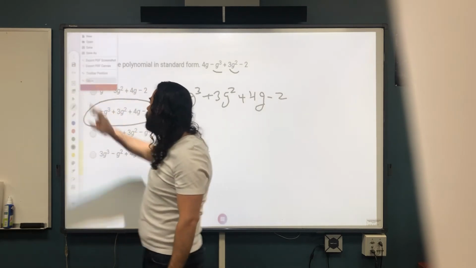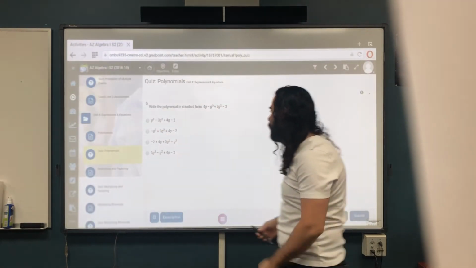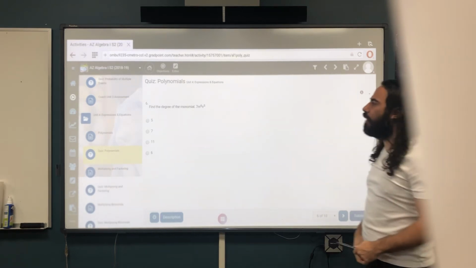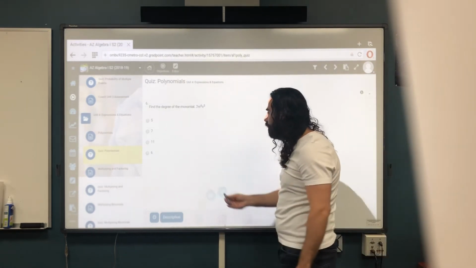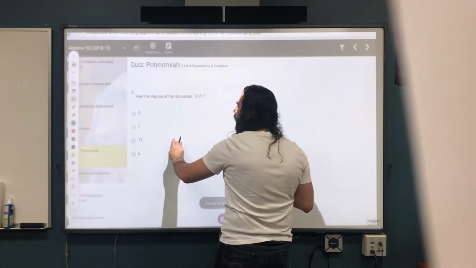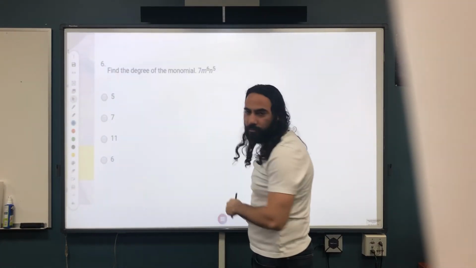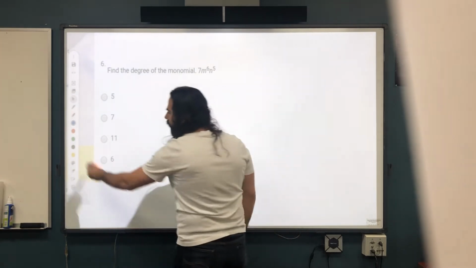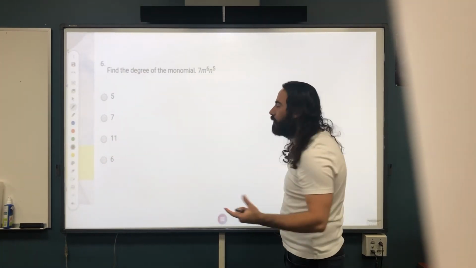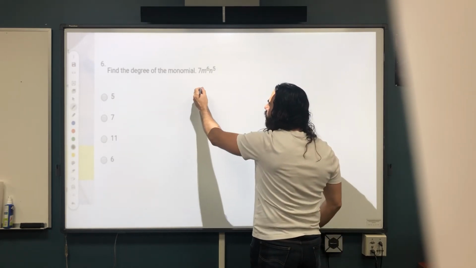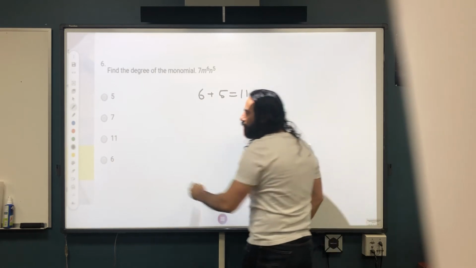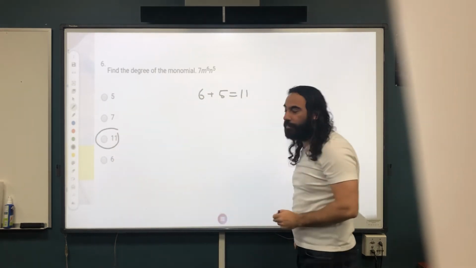So guys, please make sure that you understand it before you start doing the quiz. As you can see, it's really easy. Now in this case, it asks us to find the degree of the monomial. So the easiest way to find the degree, all you need to do is add the exponents. So we have 6 and 5, you just do 6 plus 5, and the answer would be 11, so the degree would be 11.